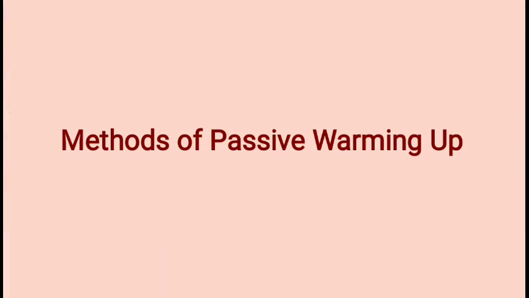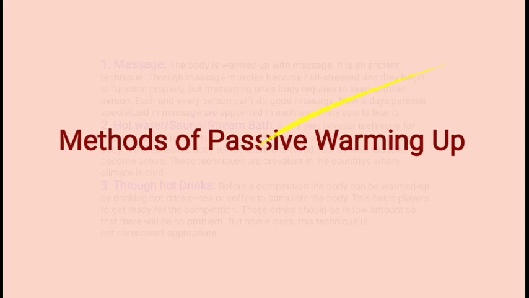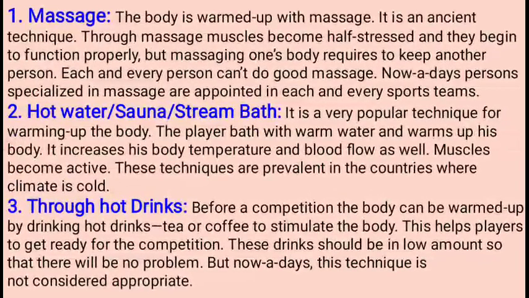Then we are going to learn the methods of passive warming up. What are the methods which are used for passive warming up? So we are having, as we have seen, the hot water bath, sauna bath or steam bath, which is already given. Then massage. The body is warmed up with massage. In the ancient techniques, through massage, the muscle becomes half stretched and begins to function properly. But massaging one's body requires another person. So not every person can give a good massage. Nowadays, persons specialized in massage are appointed in each and every sports team.